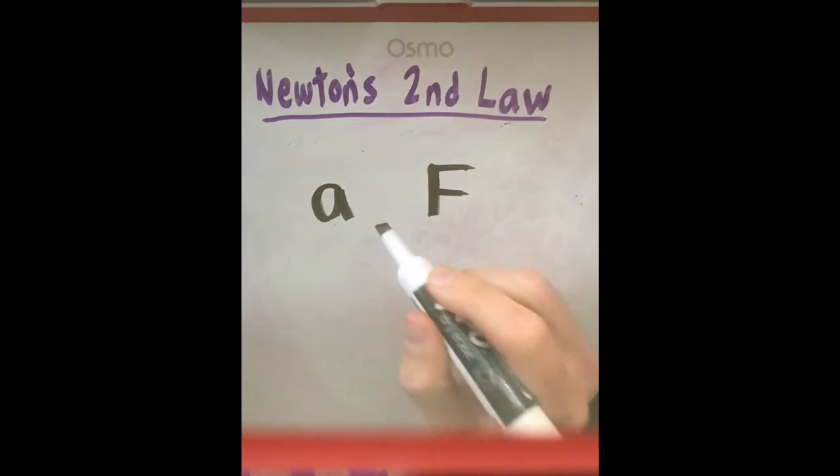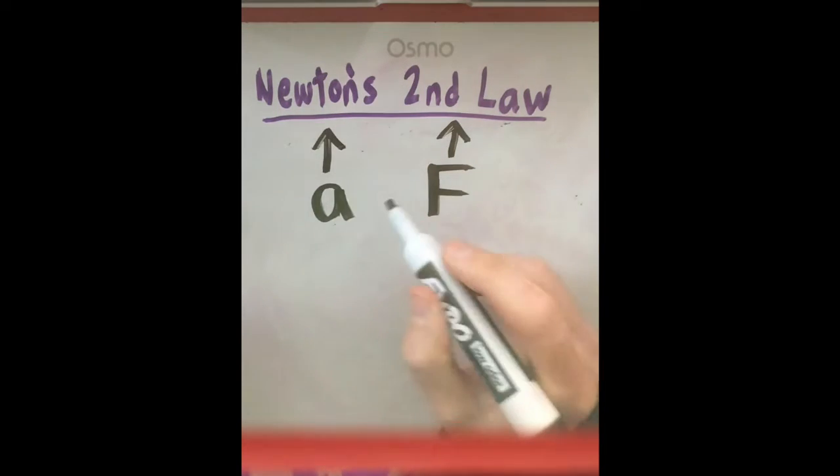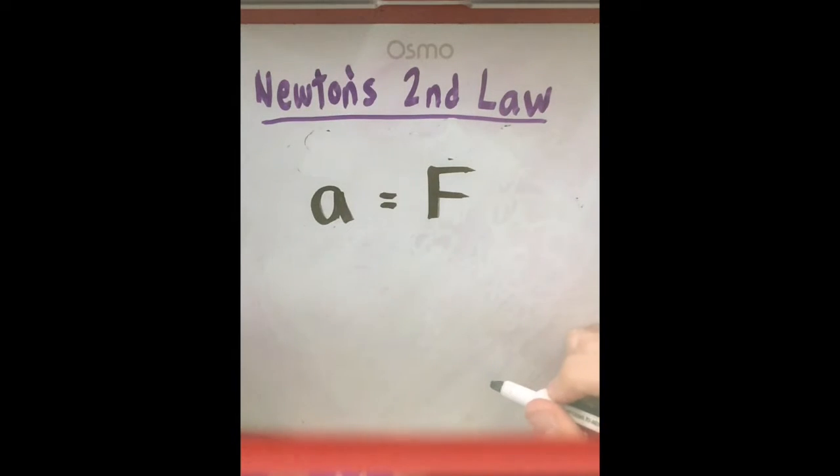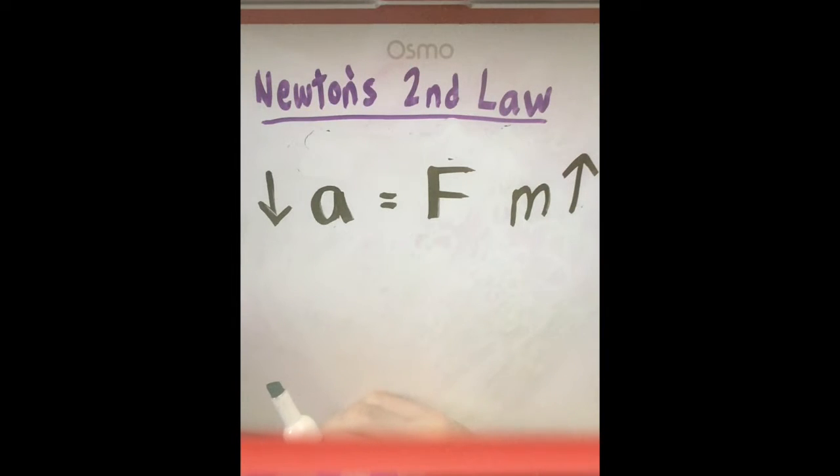We know that if the force gets bigger, the acceleration gets bigger. We also know if the mass gets bigger, the acceleration gets smaller. So we could include mass in the equation like this: a equals F minus m.